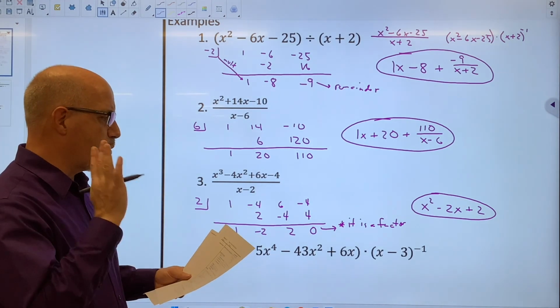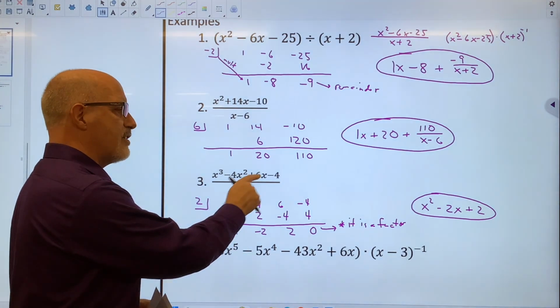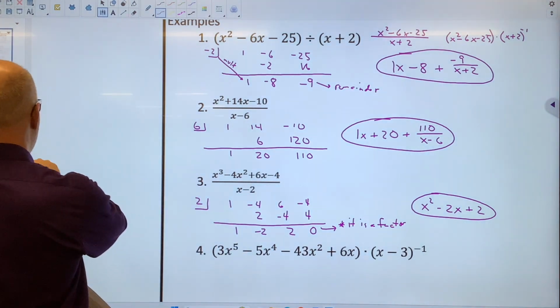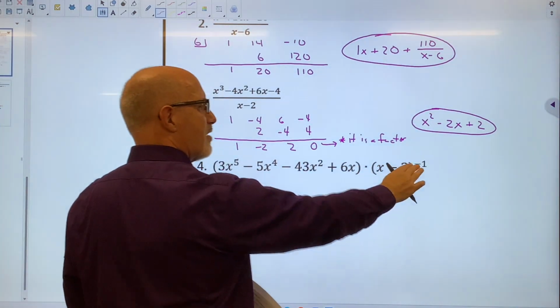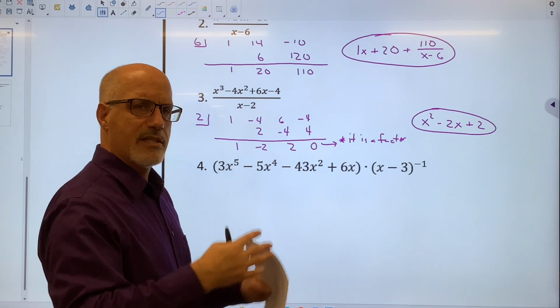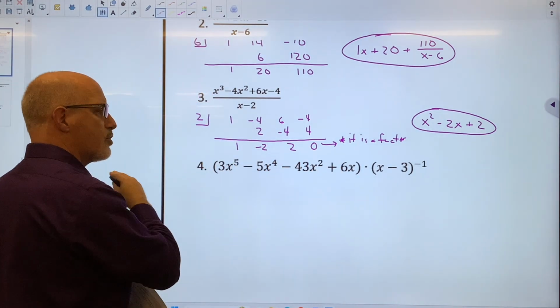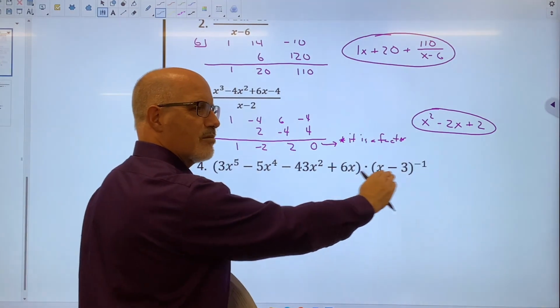So a reminder, when you get a remainder of 0, both the divisor and the quotient are factors of the original dividend. All right, let's do this last one here. Remember with this -1 power, all that means is it's the same as being the fraction underneath or division. So I'm going to strip away all the variables here. Notice I'm missing some terms.